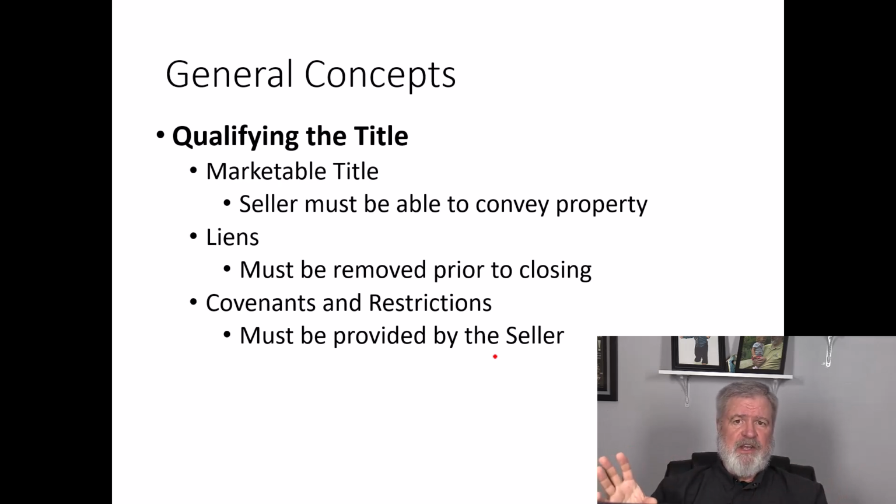If there are any liens currently on the property, like a current mortgage or whatever, any liens have to be identified and removed by closing. And obviously if there are any covenants and restrictions that pertain to this property or the neighborhood, that's going to be a big part of it as well, and that will be provided also. Okie doke.